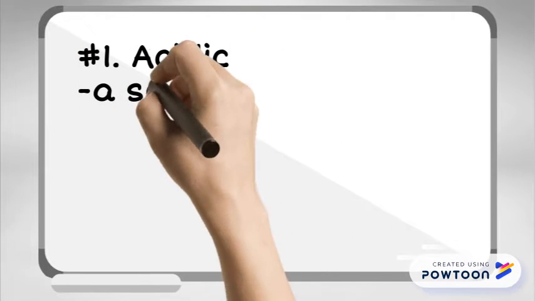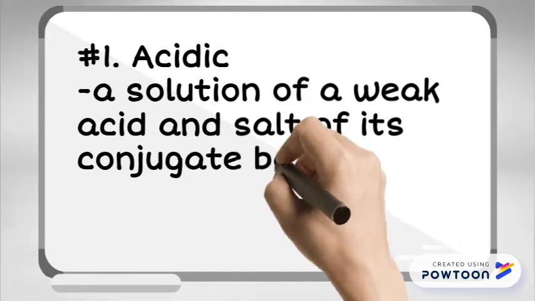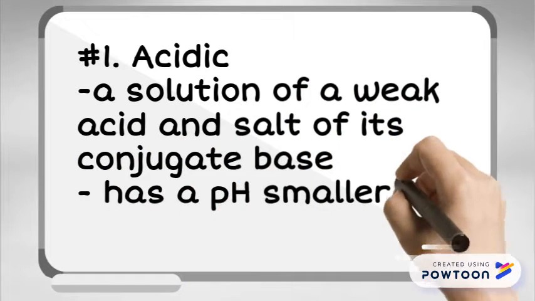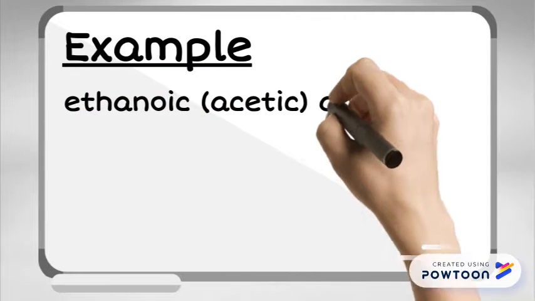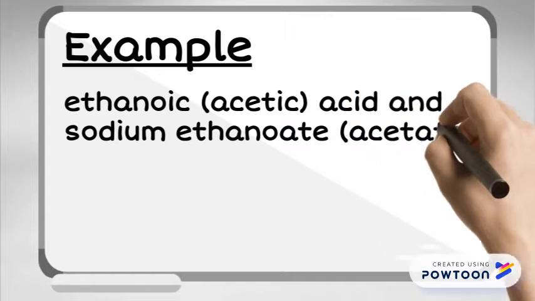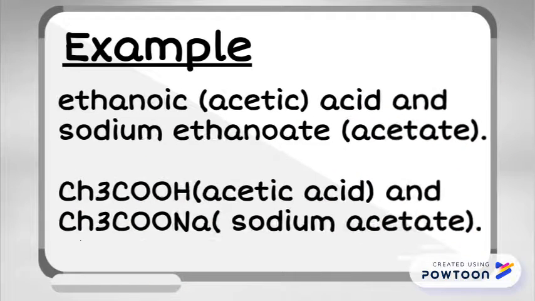The first type is an acidic buffer, which is a solution of a weak acid and the salt of its conjugate base that has a pH smaller than 7. For example, ethanoic acid and sodium ethanoate, acetic acid and sodium acetate.